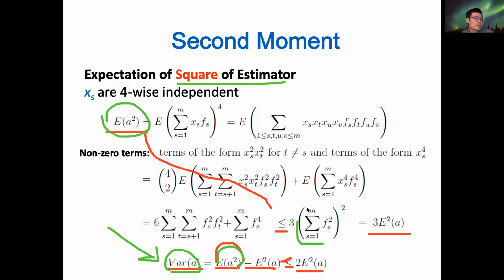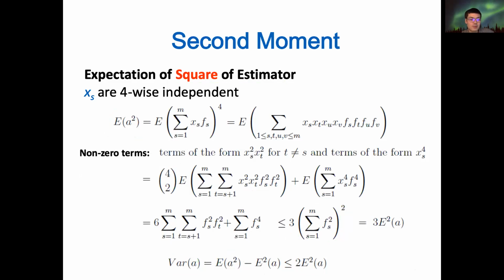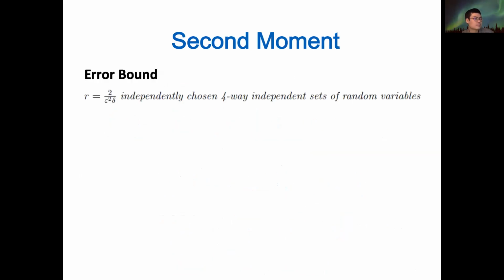So this is because once we have the expectation, we also can compute the variance. We can use Chebyshev inequality. Okay? So that's what we are doing now. So here we have an error bound that we can reach, which is the second moment.